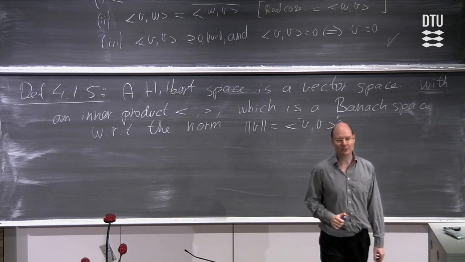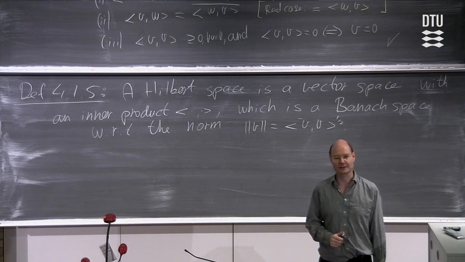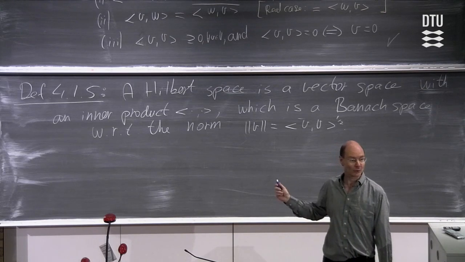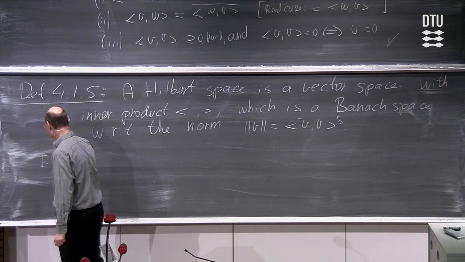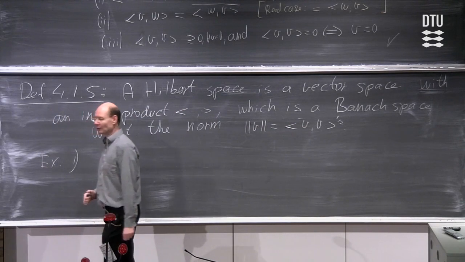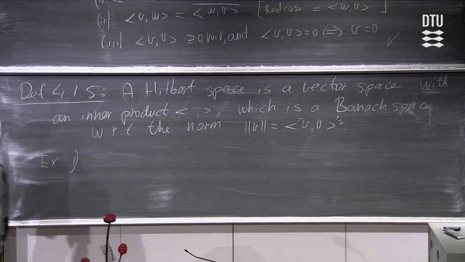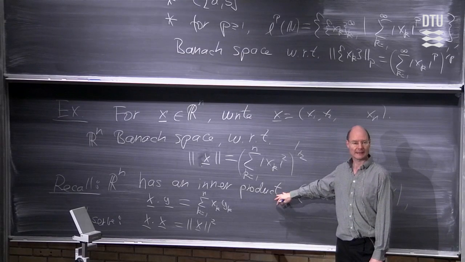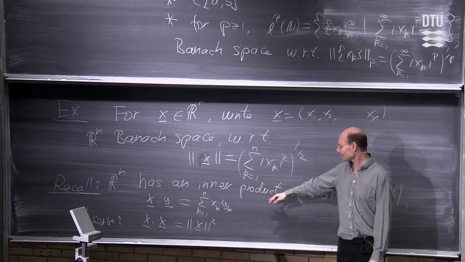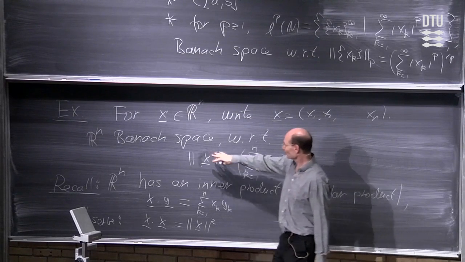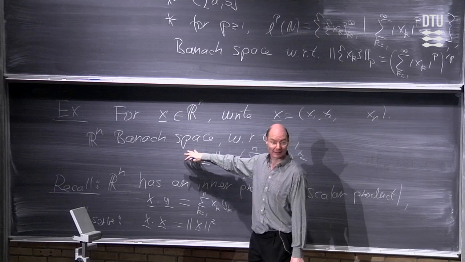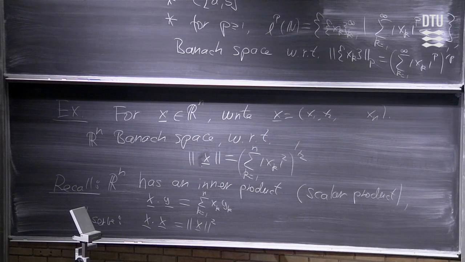So we worked in all details with some of the examples in the first lecture. This means that we can already now write down the first examples of Hilbert spaces. So the very first example would be to say that R^n is an example of a Hilbert space, because R^n is equipped with an inner product, and R^n is also a Banach space with respect to the norm. This is what we state here. So R^n is the first example of a Hilbert space.